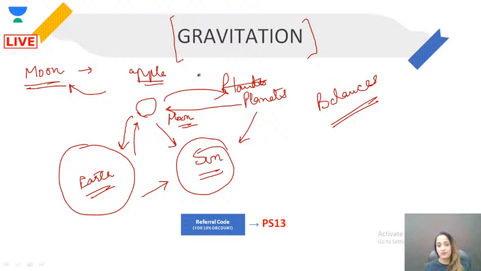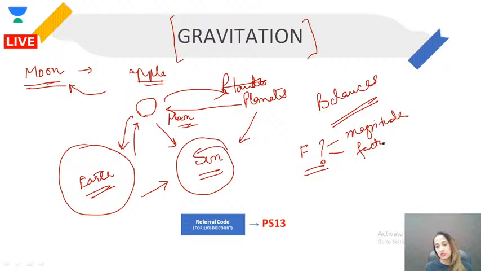But next question, with what force? If everything is attracting everything else towards itself, with what magnitude of force? How is it attracting other things towards itself? What is the magnitude of that force, and what are the other factors on which this force depends? These are the questions which must be there in your mind: why is all this happening? If there is a force, what is the magnitude? What are the factors on which this force depends?